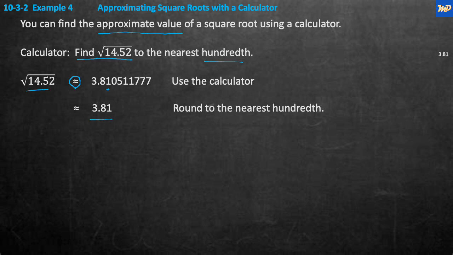If this was 3.815, you'd be going up. You'd be estimating up, and it would be 3.82. But in our case, it's 3.81 to the nearest 100th.